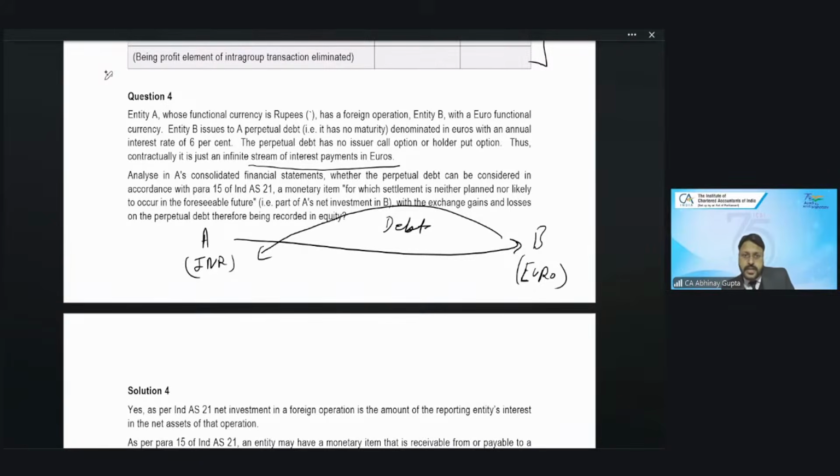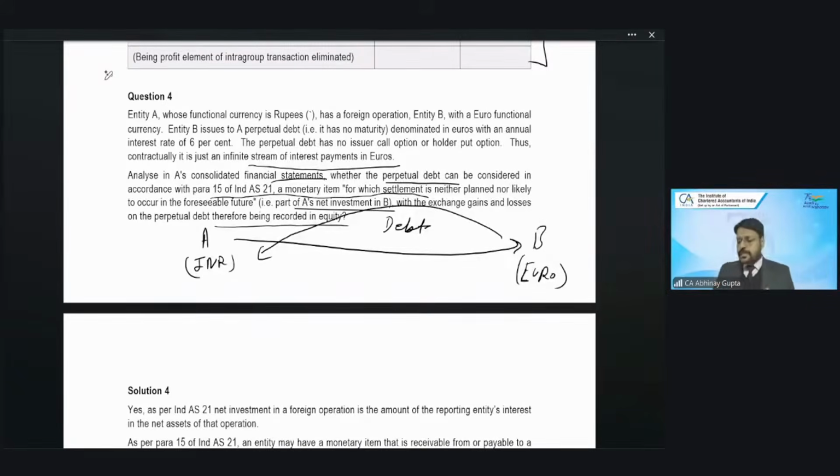Analyze in A's consolidated financial statements whether the perpetual debt can be considered, in accordance with paragraph 15 of Ind AS 21, a monetary item for which settlement is neither planned nor likely to occur in the foreseeable future. That is part of A's net investment in B, with exchange gains and losses on the perpetual debt therefore being recorded in equity.